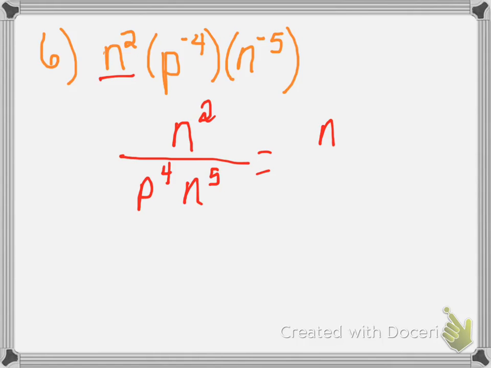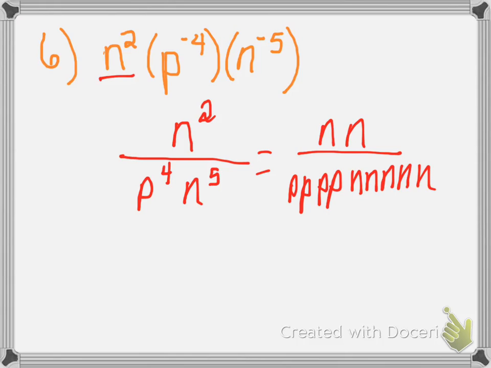Again, you can write this out as n, 2 n's on top, 4 p's on bottom, and then 5 n's on bottom. And then you can go through and cancel, or you can use the rules, or you can just think about it. So writing it out, you're going to cancel 2 of your n's. That leaves you with a 1 on top, 4 p's on bottom, and 3 n's on bottom.